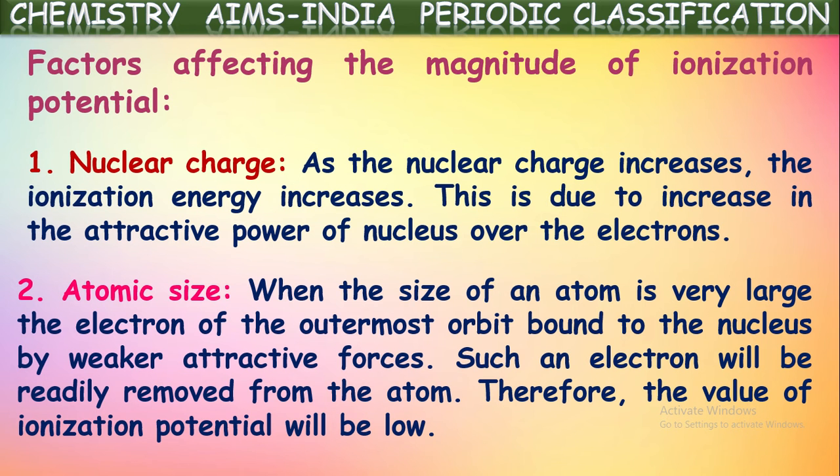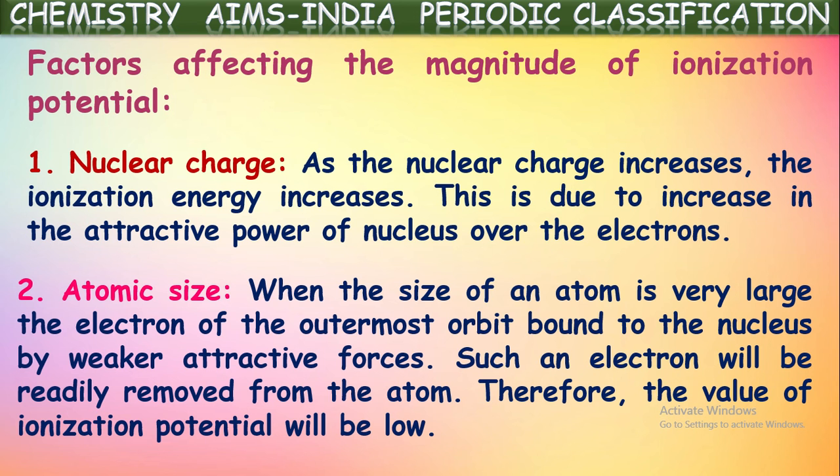Next factor, atomic size. When the size of the atom is very large, then electrons of that outermost orbit are bound to the nucleus with weaker attractive forces. Such an electron can be removed readily from that atom. Therefore, the value of ionization potential will be low.